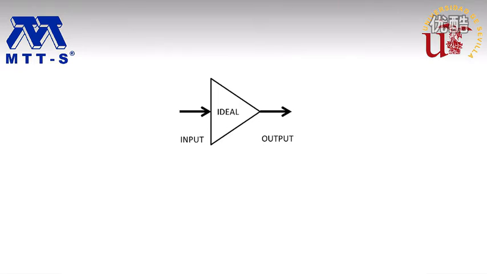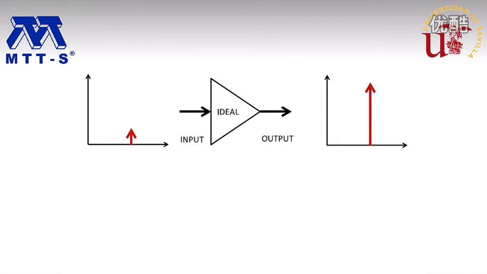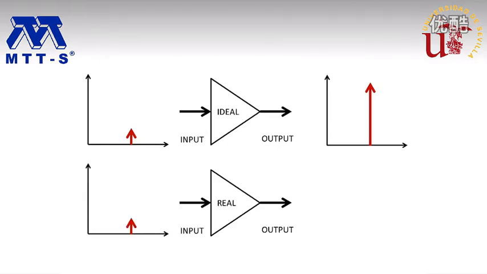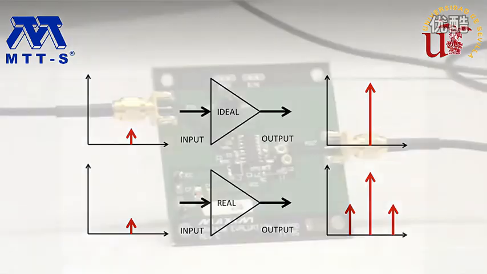Moving into the frequency domain, in an ideal amplifier the output is a scaled replica of the input. That's not the case when it comes to real amplifiers, whose output has several new frequencies, increasing the occupied bandwidth.